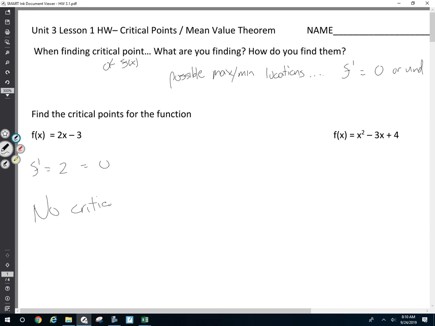This should make sense because 2x minus 3 is just a straight line. There are no maxes and mins on a straight line. It's just ever increasing at a slope. So this is not a concern of ours.